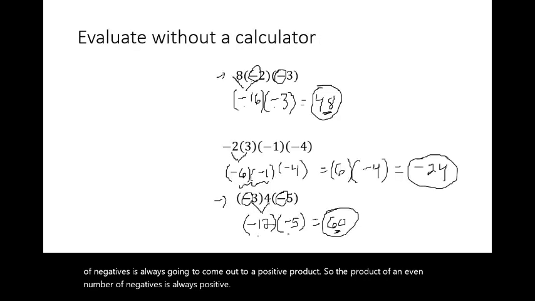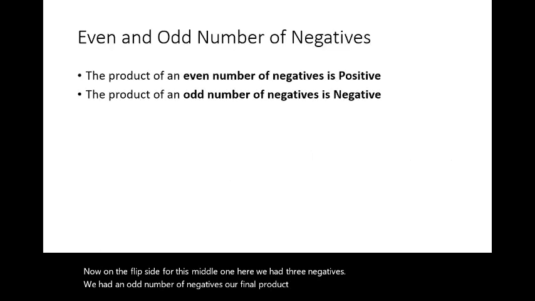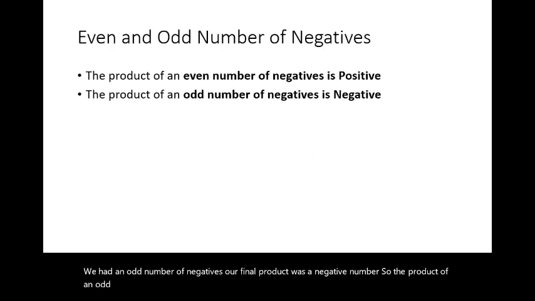Now, on the flip side, for this middle one here, we had 3 negatives. We had an odd number of negatives, and our final product was a negative number. So the product of an odd number of negatives is negative. So the product of an even number of negatives is positive. The product of an odd number of negatives is negative.